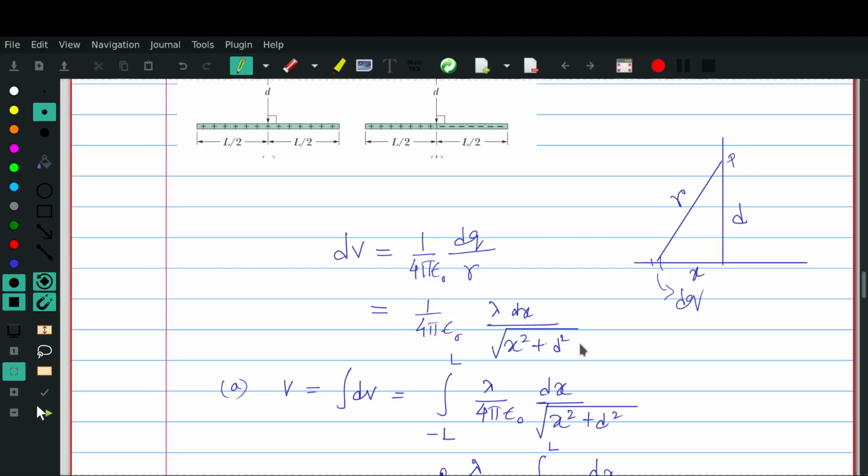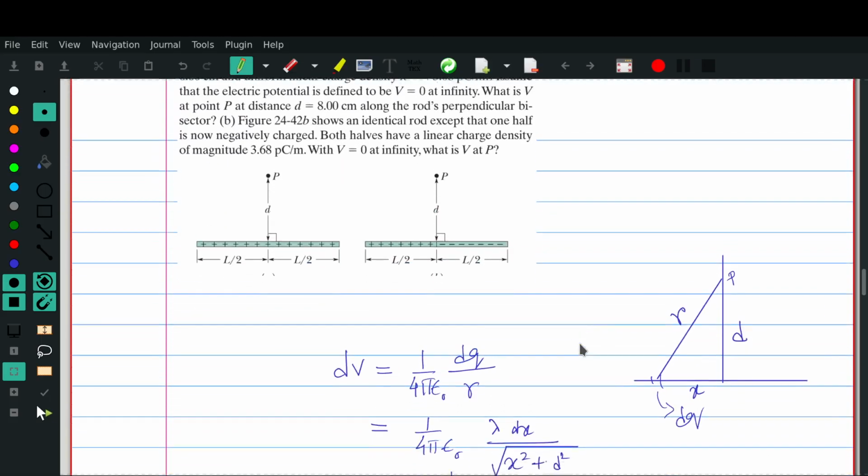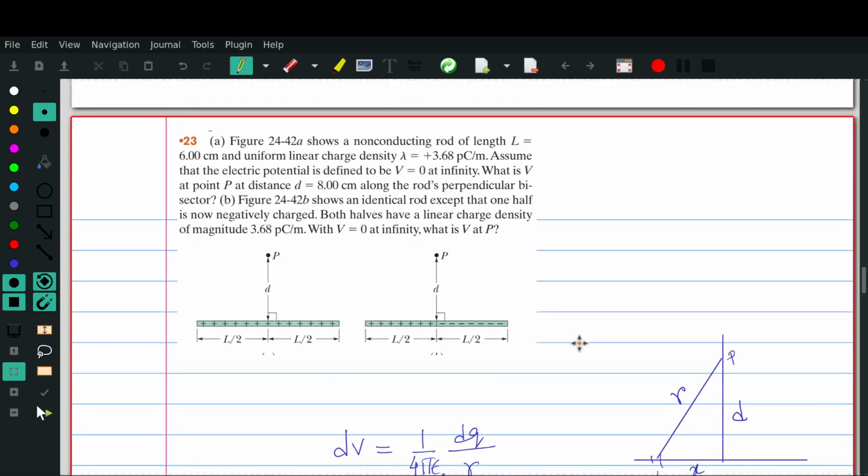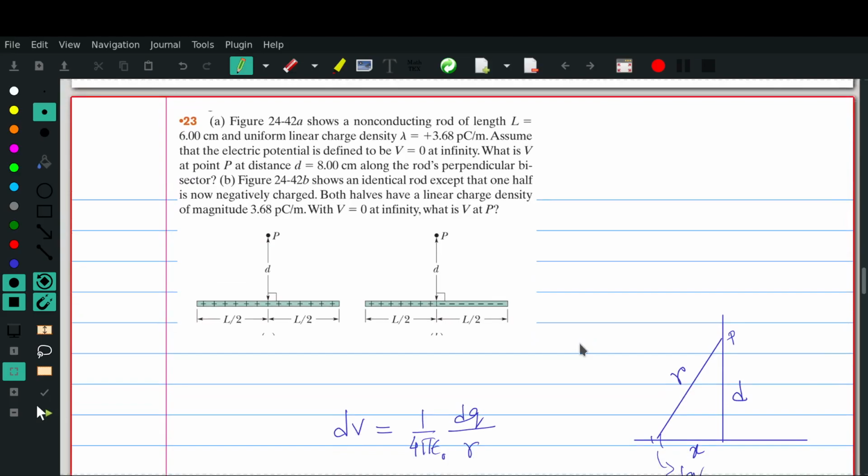Okay. So we were studying this potential chapter, right? That is the second chapter after Coulomb's law and electric fields. So we will do some of these problems through which we will clear some of our doubts. So let's first do this problem.